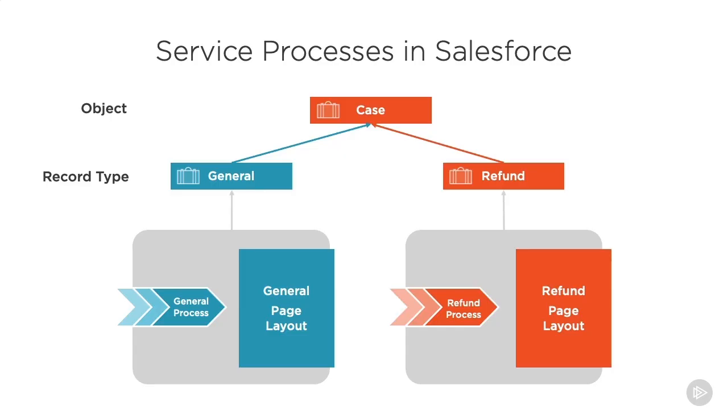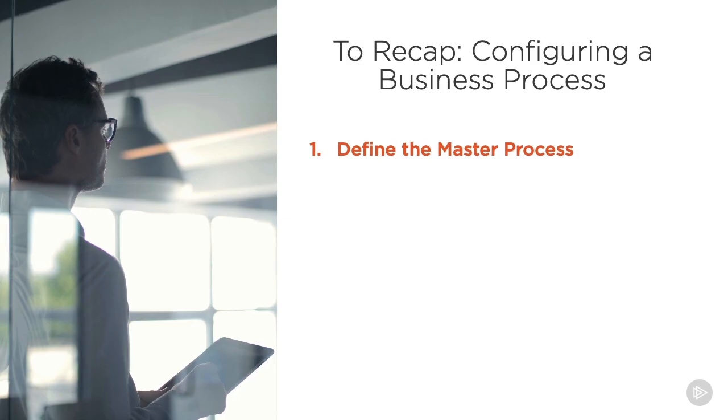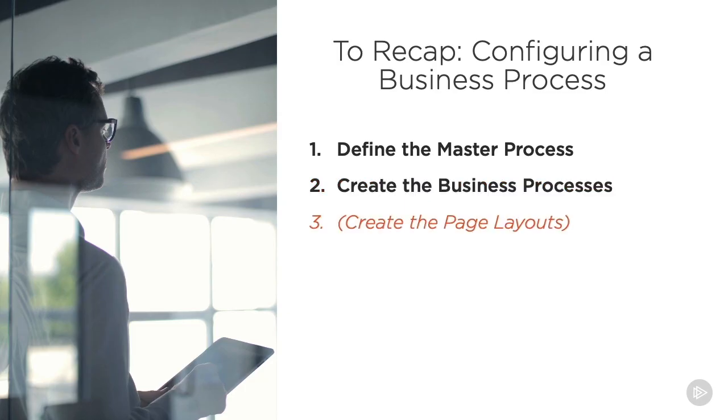Easy, right? So to recap, if you want to configure a business process, you first have to add all the steps to your master process. Then you select the steps you want in each business process from your master process. If you don't have them already, you need to create your page layouts. And finally, you need to create the record types, selecting the proper page layout and process. And that's that. So let's see how everything works in practice.